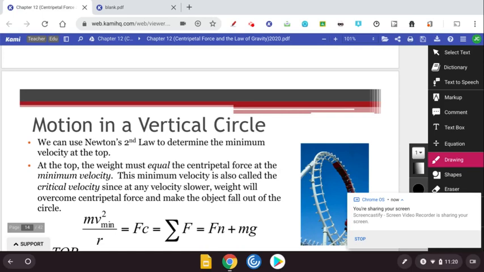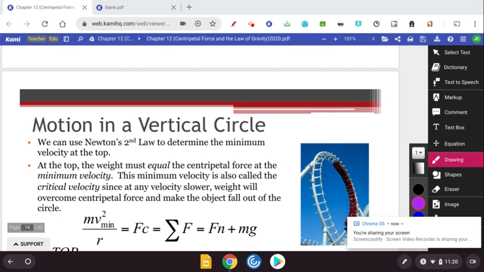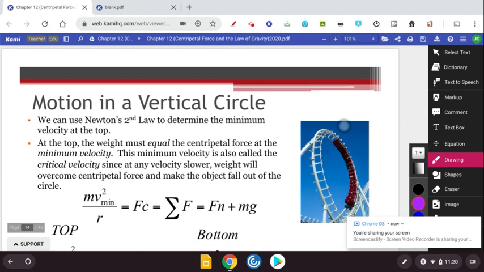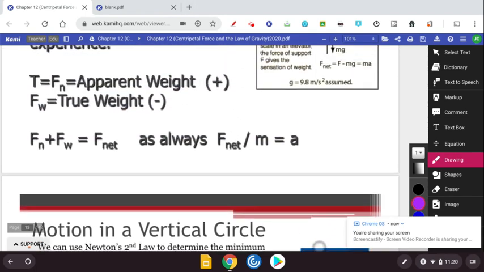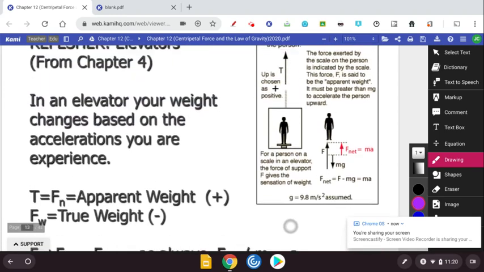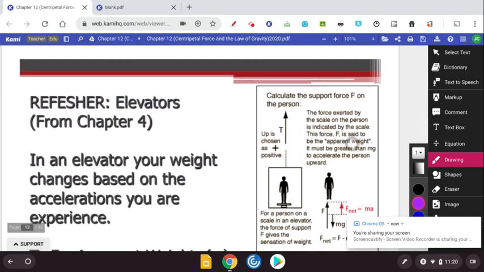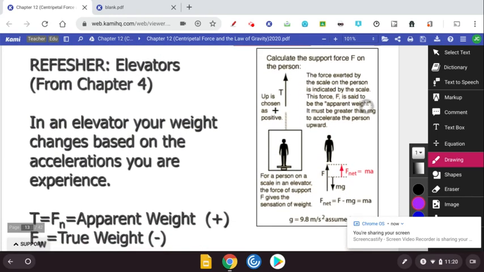We are going to talk about vertical circles, and vertical circles deal with things like loop-to-loop roller coasters, as you can see in the picture here on the screen. We are going to start off, though, reviewing elevators. If you remember elevators, it was something I said we would come back to later in the year, and here we are.